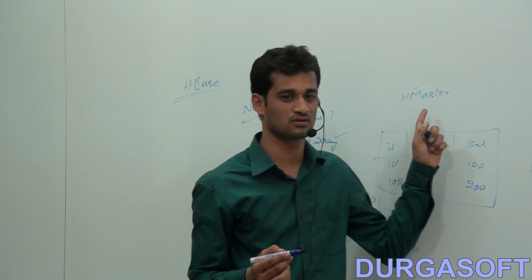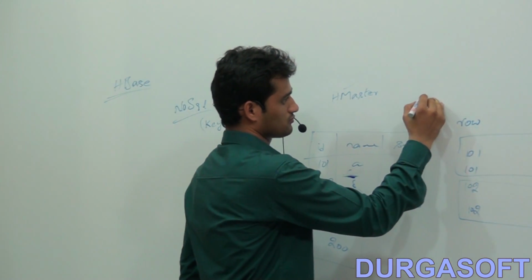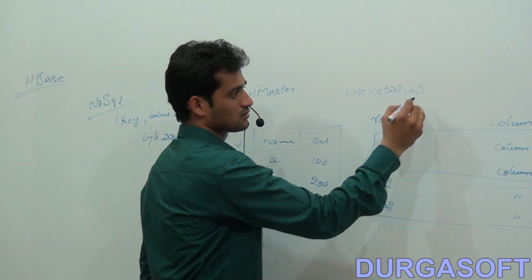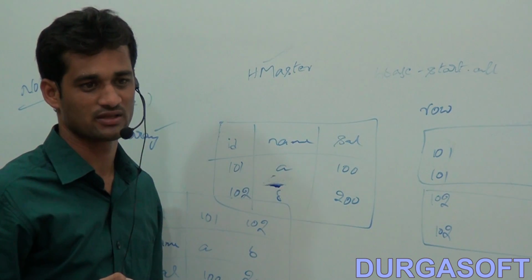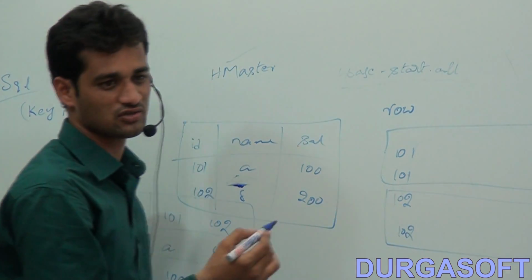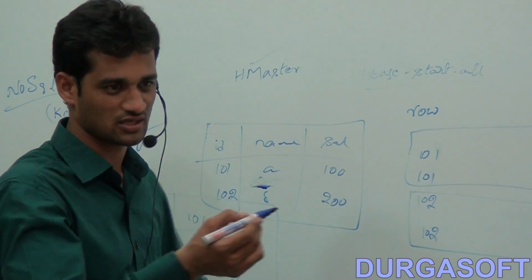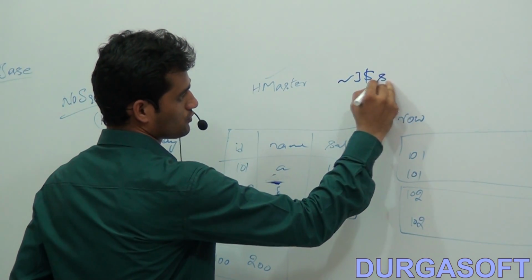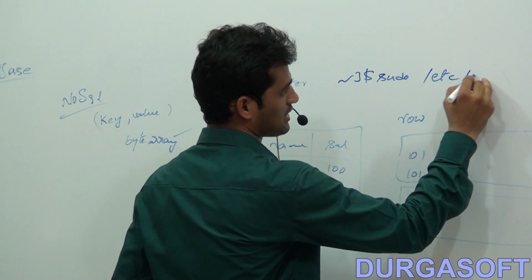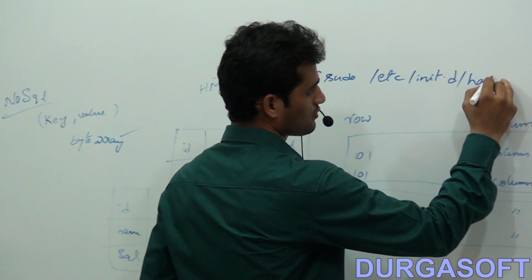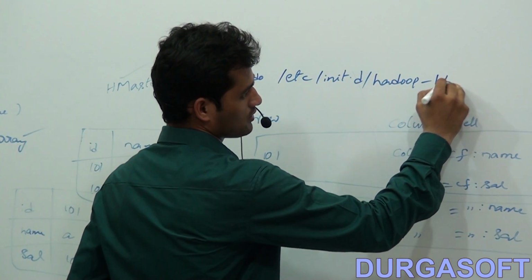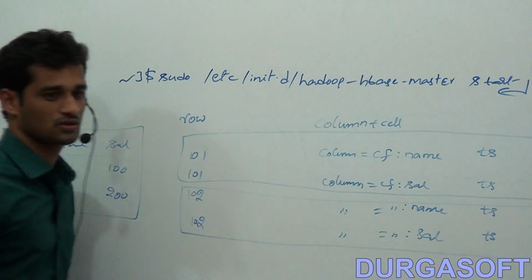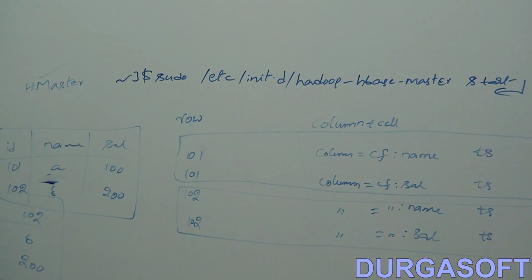Very easy here. Once you install this one, there will be hbase-start-all, some name will be there. You can just give that one so that it will be started automatically. For suppose if it is a single node cluster, but generally where we are going to work, there you must give this one: sudo /etc/init.d/hadoop-hbase-master start. If you give this one, your HMaster service will be started, so that your HBase will be started.